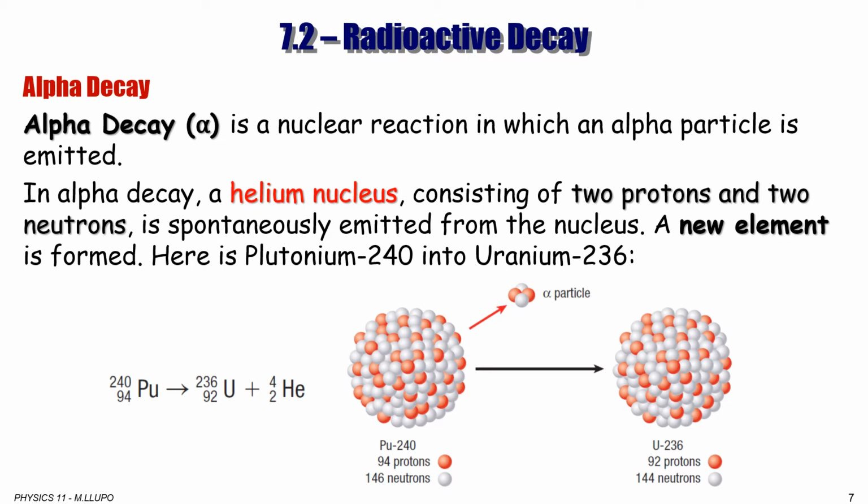Here is a diagram. Plutonium-240 emits an alpha particle, which is a helium nucleus, while the new element uranium-236 is formed.